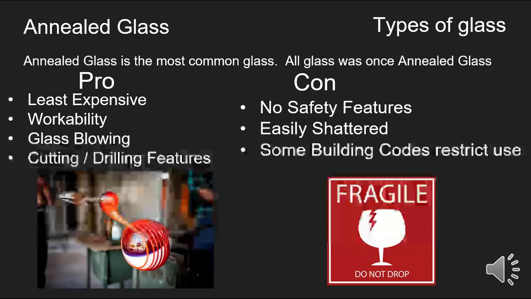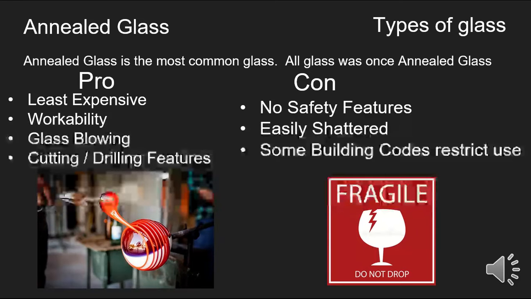Next, I'd like to talk to you about the different types of glass that the float process can produce. Annealed glass would be the first one I'd like to talk about. Annealed glass is the most common glass. All glass was once annealed glass. Some pros of it would be the least expensive because it is the least process to make.